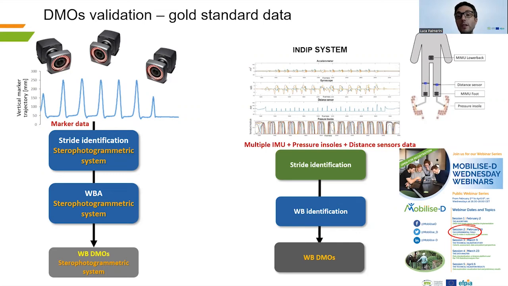Then, in the free living sessions, we have the INDIP system, which is made of multiple inertial measurement units, pressure insoles, and distance sensors. Also here, we have both the raw data and the process outcome. If you want to know more about these systems, you can watch webinar number 2.